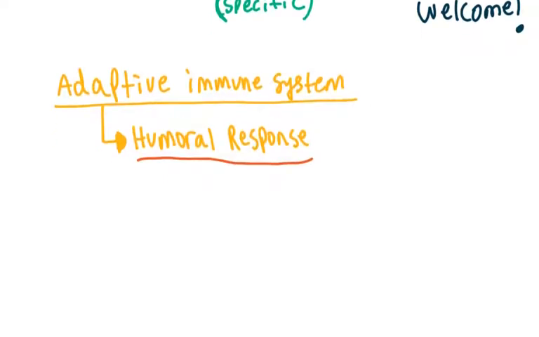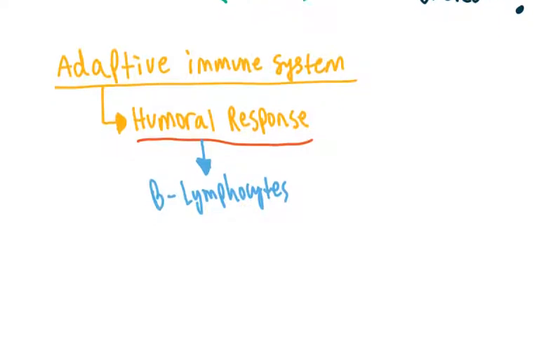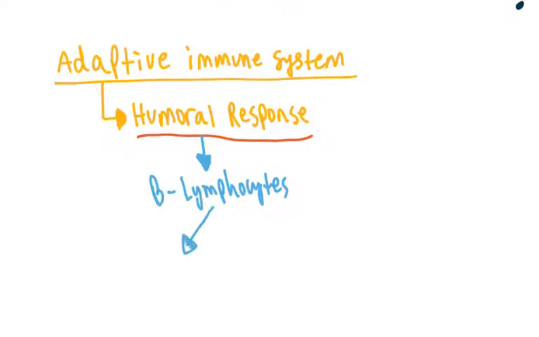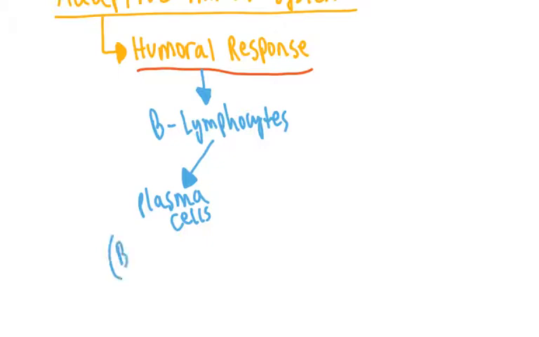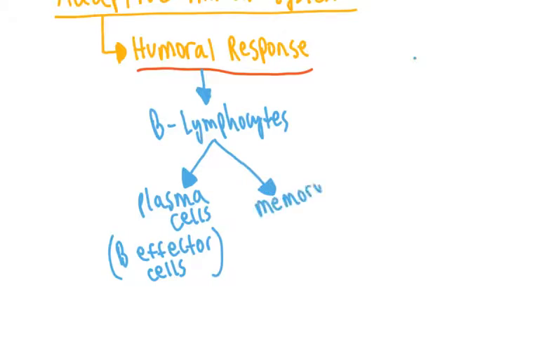A humoral response will involve mainly our B lymphocytes. Some examples of B lymphocytes that we should know are our plasma cells, which are also called our B effector cells. So plasma cells are B effector cells. And one other class of B lymphocytes we should know about is memory B cells.